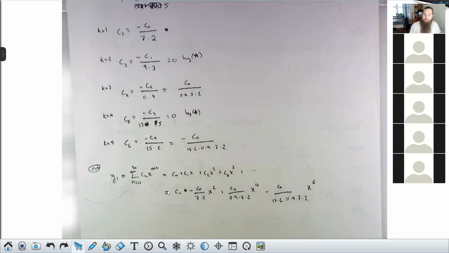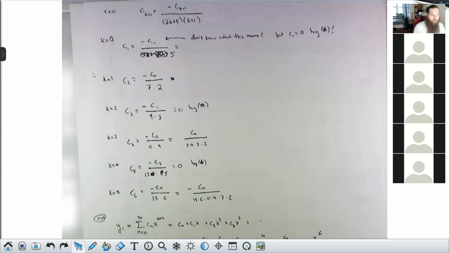Appears to be an even function. It's interesting. I am a little bit wondering if we're losing information from assuming that C1 is 0, but it doesn't appear that we are. I think that this is probably kosher.